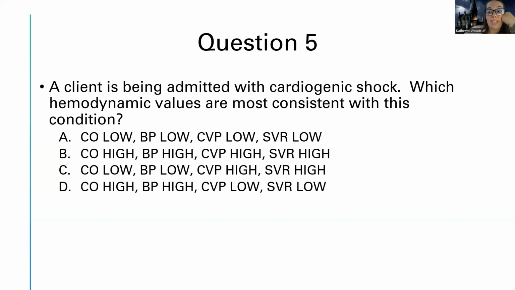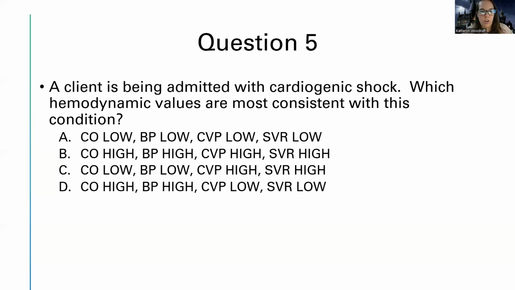Question 5. Ooh, lots of words and acronyms. A client is being admitted with cardiogenic shock. Which hemodynamic values are most consistent with this condition? So another option here that they could do in an exam is they could give you a condition like cardiogenic shock and say, what are the hemodynamic values that are going to be associated with this? And a question like this, again, is going to be one of these great times where you want to write stuff out.